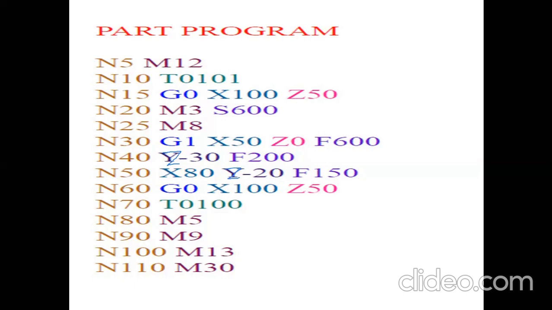N90, M9. M9 represents here we have to stop the coolant, because M8 turns on the coolant while machining operation, and M9 is stopping the coolant after completion of your machining process. N100, this N100 represents M13.